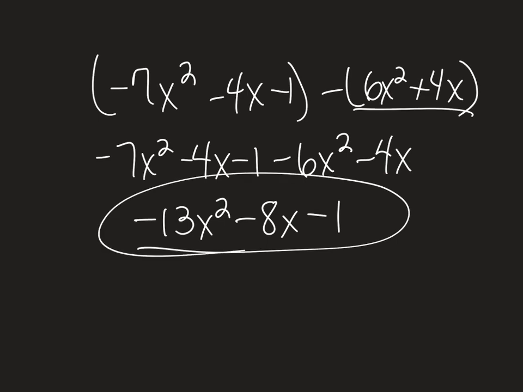You should always make sure your answer is written in standard form, which means you have the highest exponent first, then the next one, and then the constant term. And make sure that you put everything together. So all your x squareds are together, all your x's are together, all your numbers are together. Okay, we'll do one more example.